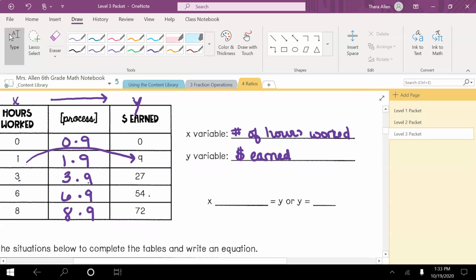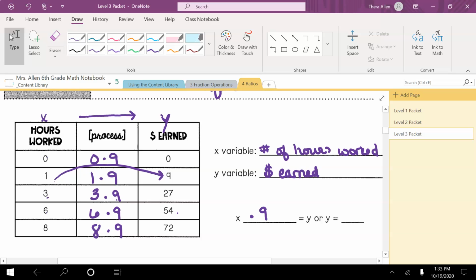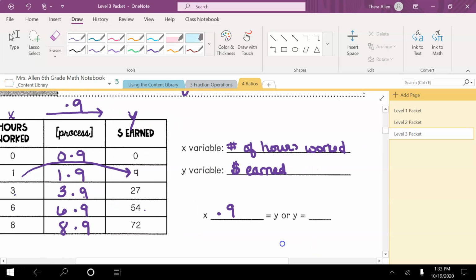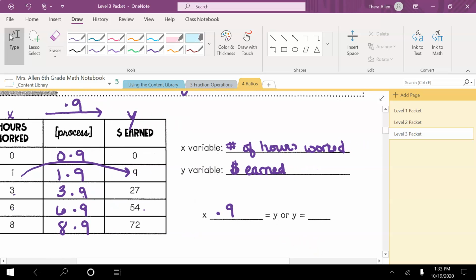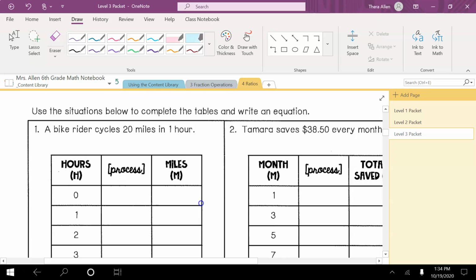We could also write this as an equation. We could say x times 9 equals y, because here's x, and the process is times 9 equals y. Another way to write this, as we looked at with our proportions, is to write multiplication with a variable with the two next to each other. So y equals 9x, and that means 9 times x. All right, let's move on.